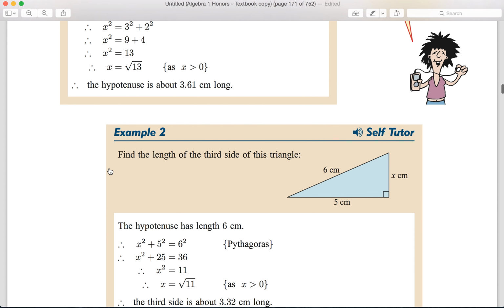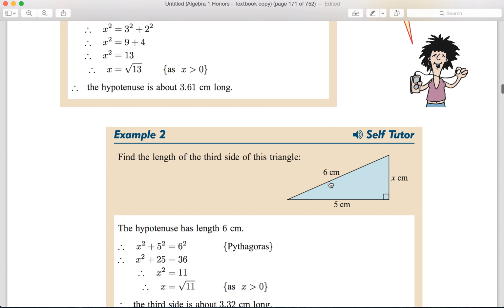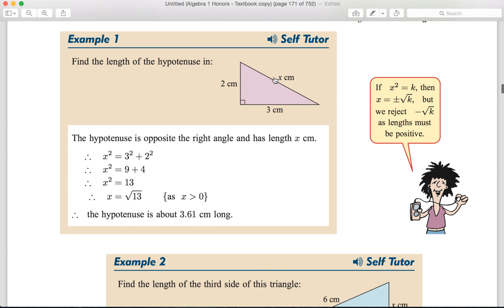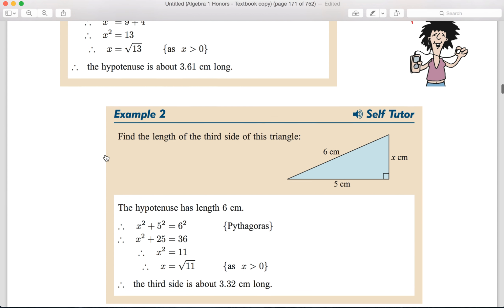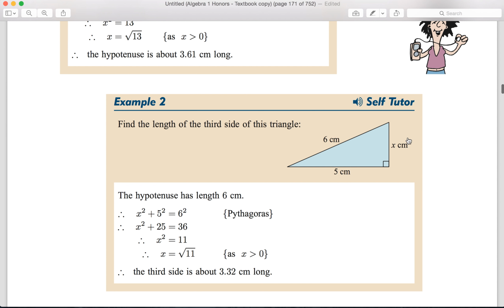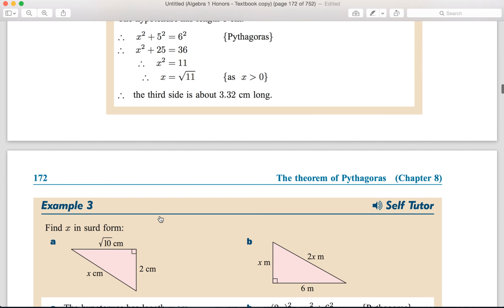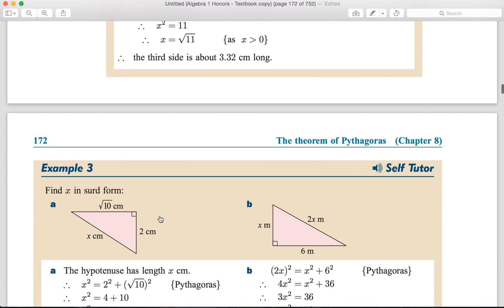Notice that so far we've been working with whole numbers like 5 and 6. Example 1, we found the length of the hypotenuse, where x is on its own side. Example 2, we found the missing length of a leg. That's why it was on the same side with 5, the two legs together. Great. I'm going to jump down to example number 3, our final example.